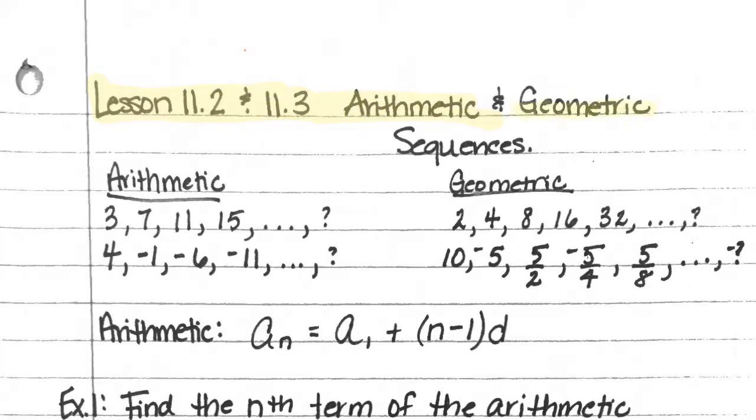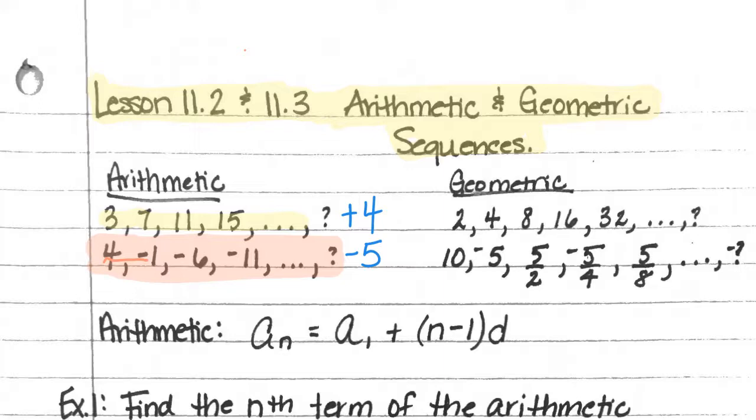Arithmetic and geometric sequences. Well, you guys know what sequences are. In arithmetic, if I have 3, 7, 11, 15, we are going up by 4. And I'm sure you all could see that on your own. If we have 4, -1, -6, -11, what are we doing there? We're adding a -5 because we're actually going down by 5.